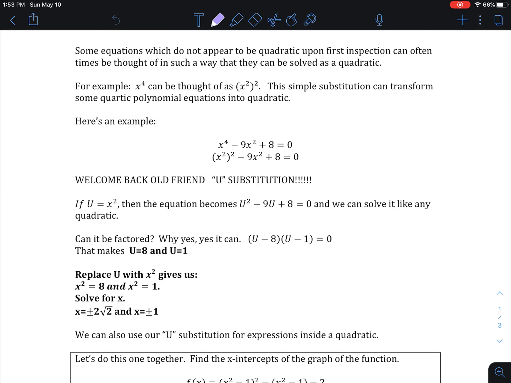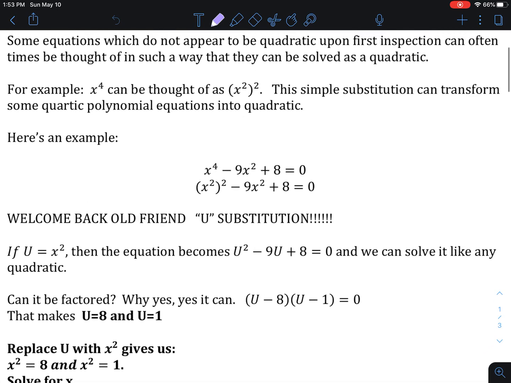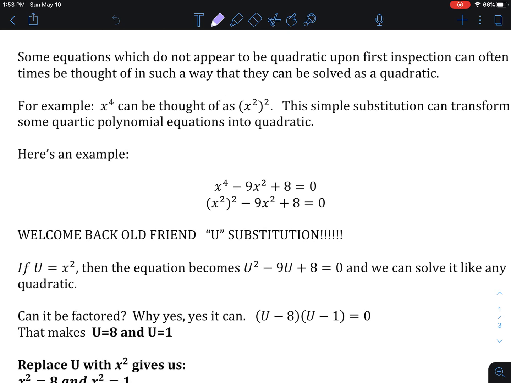Upon first inspection, you'll look at it and you'll be like, hey, that's not a quadratic. But a little bit closer inspection will show you that if we just change one small thing, we might be able to rewrite the equation in a form that's more familiar to us, okay? Let's jump in right here and take a look at an example of a non-quadratic equation that mimics a quadratic. For example, if we look at x to the fourth, right?